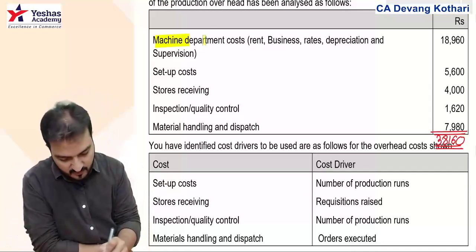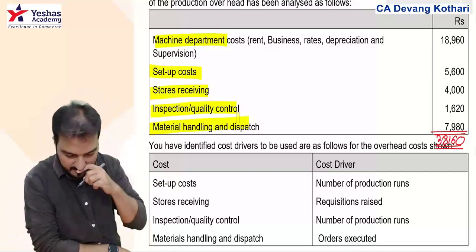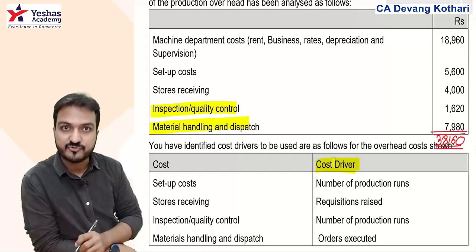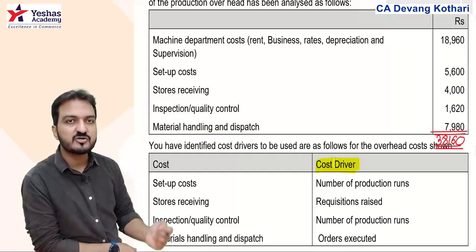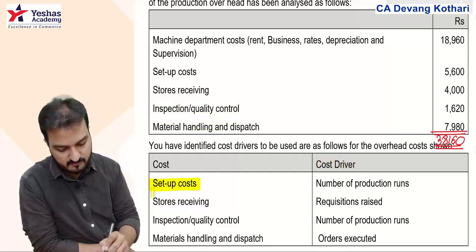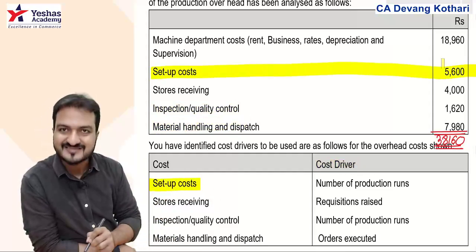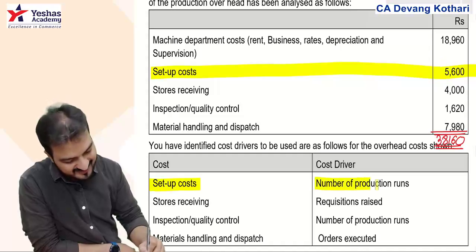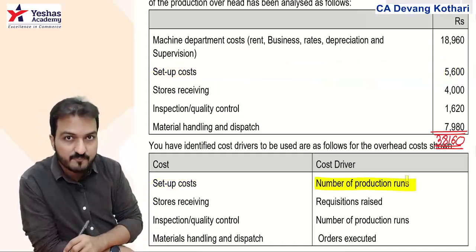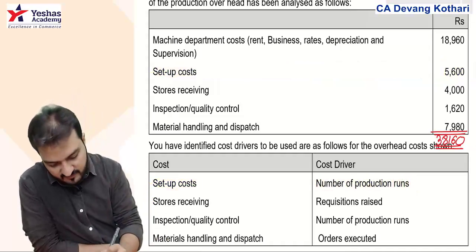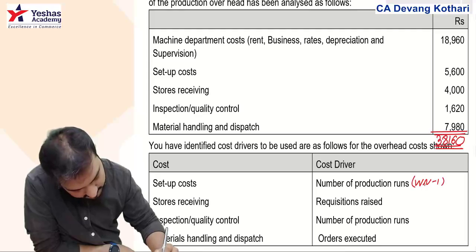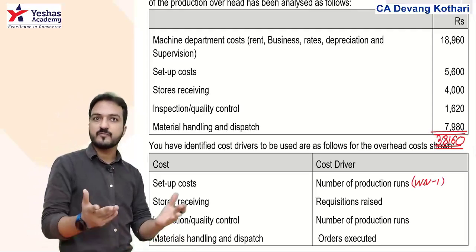question contains 5 different activities. And for each of that activity, you need a cost driver. Well, they have already mentioned which cost driver you should use. Look, they have said that for setup cost, meaning this 5,600, the cost driver should be the number of production runs. Are you given the number of production runs? No. So we will find the number of production runs in working note 1. Cost driver is not given, you need to find.